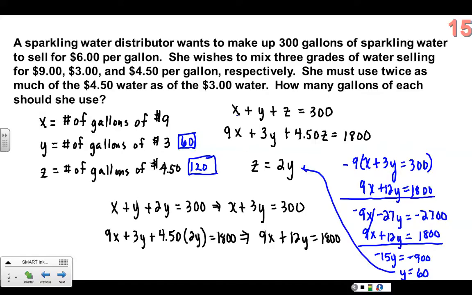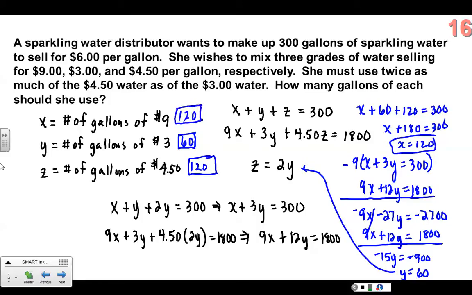But so we know the amount of x plus y plus z equals 300. So now that we know y and z, we could say, okay, x plus 60 plus 120 equals 300, which we know x plus 180 equals 300. And subtract 180 from both sides, so x will equal 120 as well. So 120 gallons are needed of the $9 water as well.